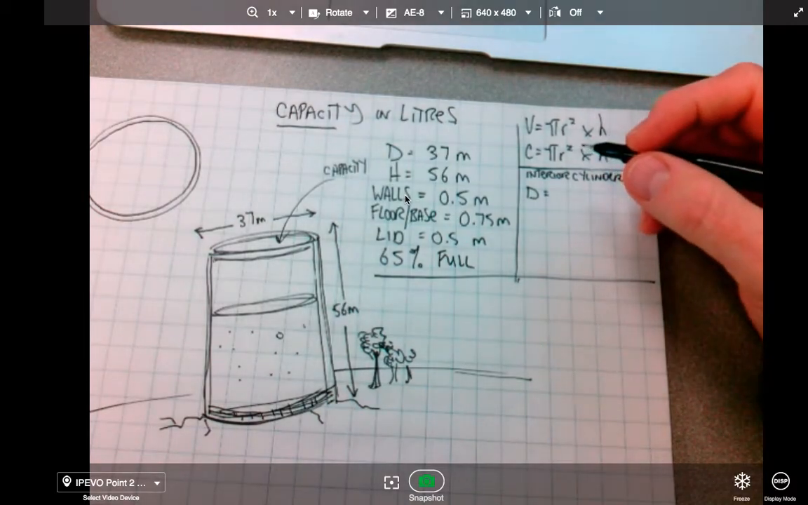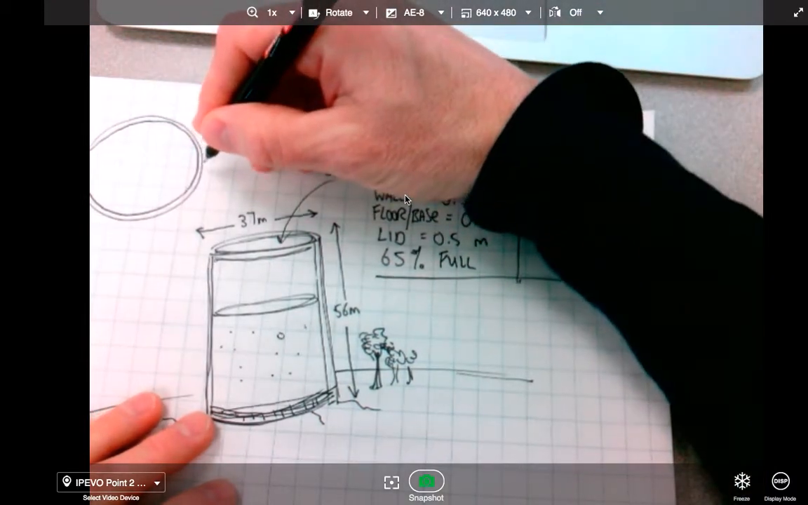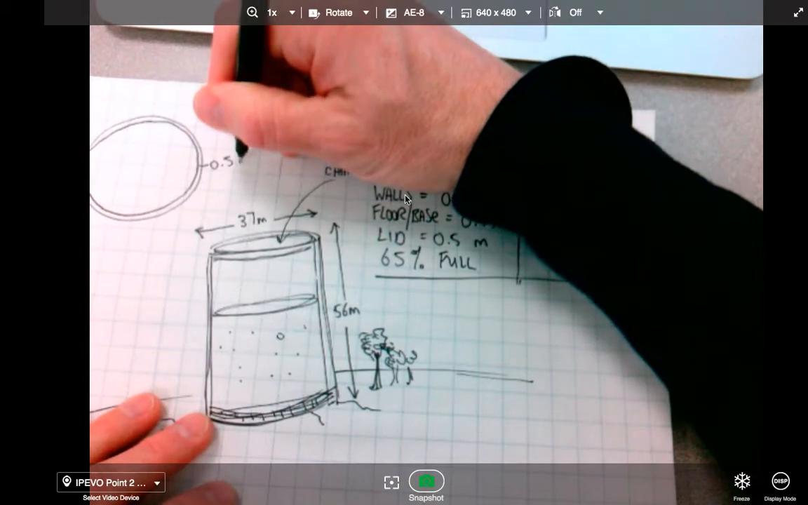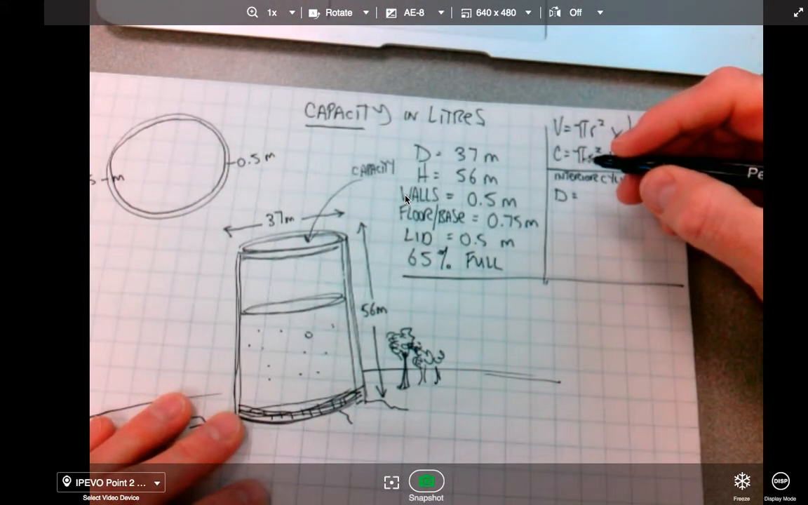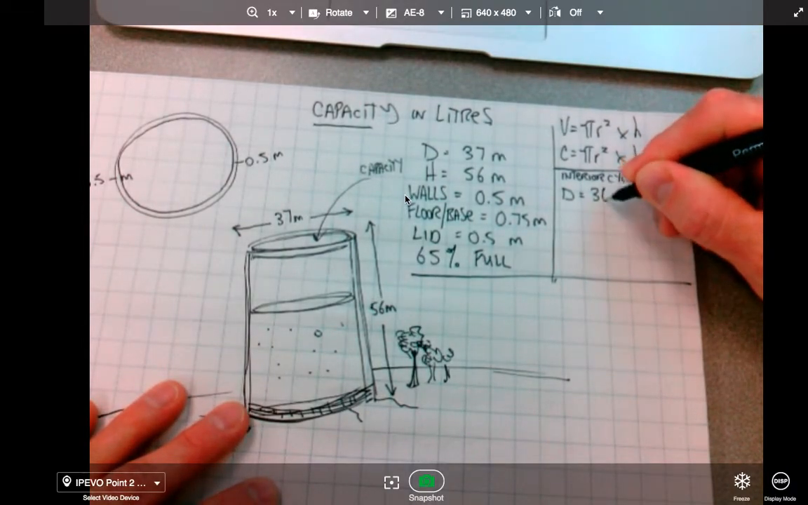Jocelyn's going to try it out. Yeah, so if the walls are 0.5 meters and it's on each side, that equals 1 meter. So then you subtract 1 meter from 37 meters, which will get you 36. So the diameter is 36 meters. Okay, so the diameter inside the inner circle is 36 meters.